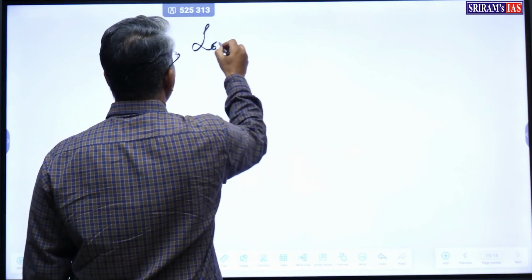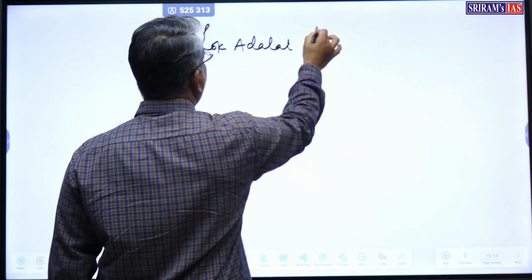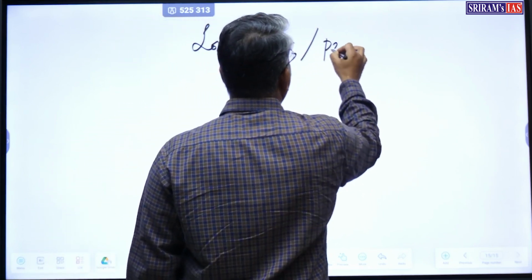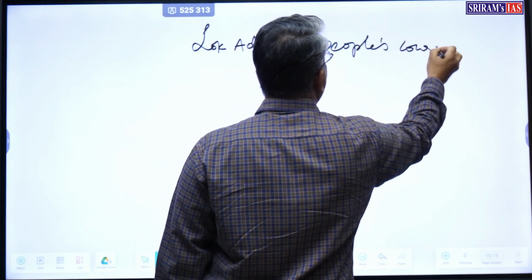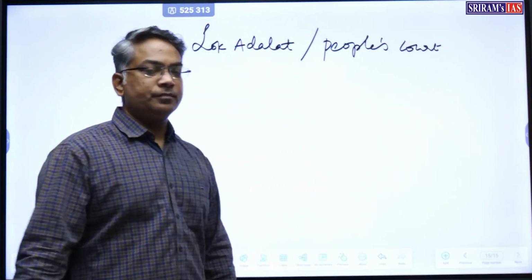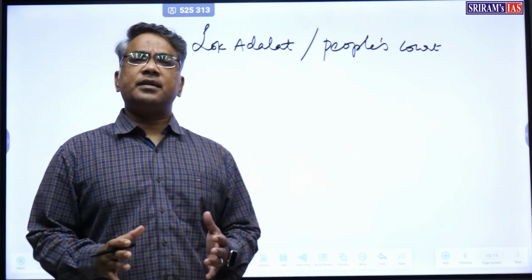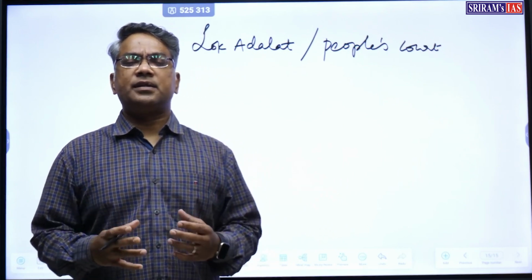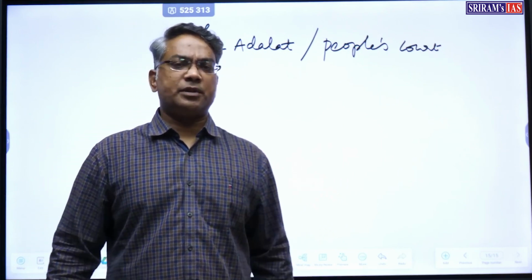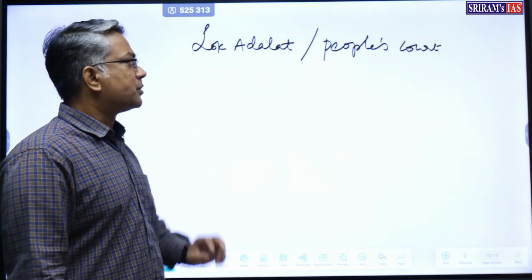The topic for discussion is Lok Adalat, or People's Court. So what is Lok Adalat? The Supreme Court has recently organized Lok Adalat throughout the country, commemorating its 75th year of establishment. So what is Lok Adalat or People's Court?